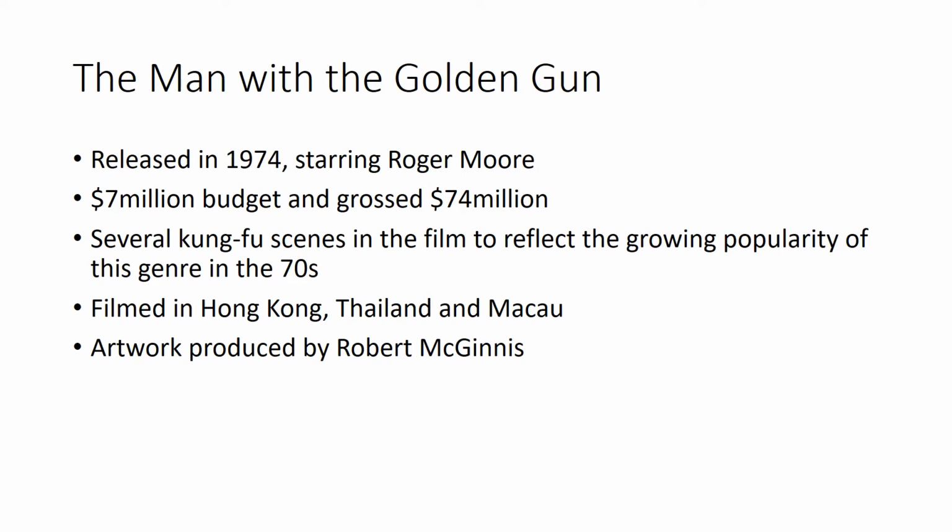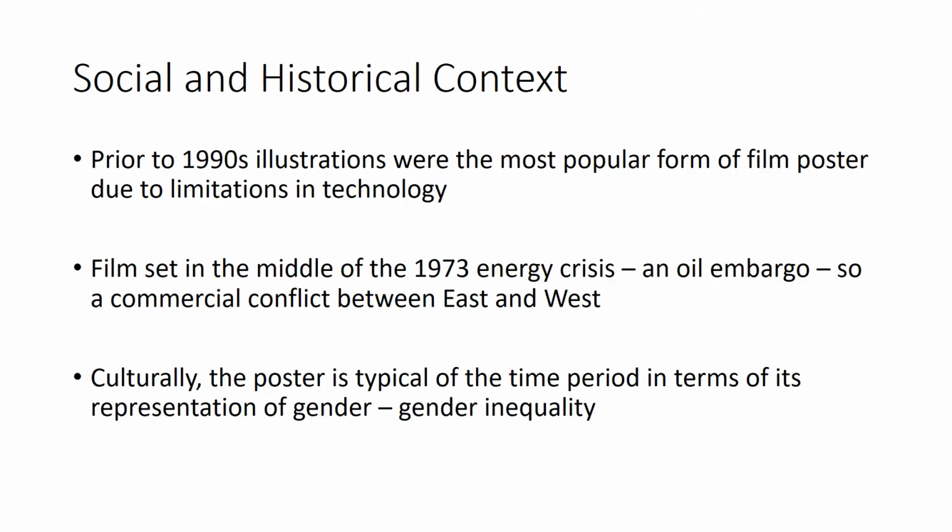It was released in 1974, starring Roger Moore. A £7 million budget, which doesn't sound much but was quite a big budget at the time, and grossed $74 million. This is a very, very successful film. There are several kung fu scenes in the film to reflect the growing popularity of this genre in the 1970s, filmed in Hong Kong, Thailand and Macau, and the artwork for the film poster produced by Robert McGuinness.